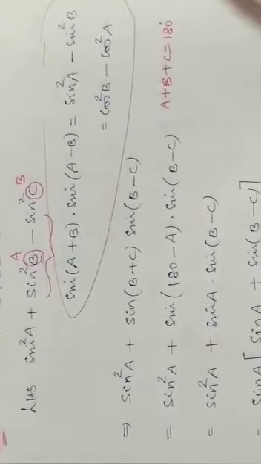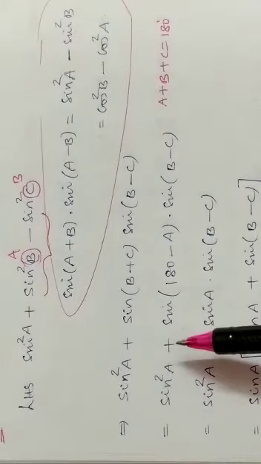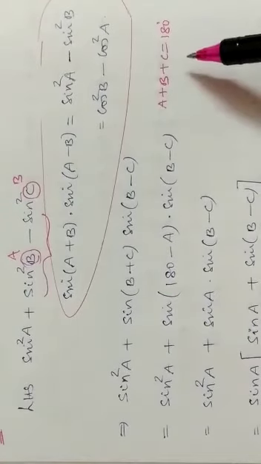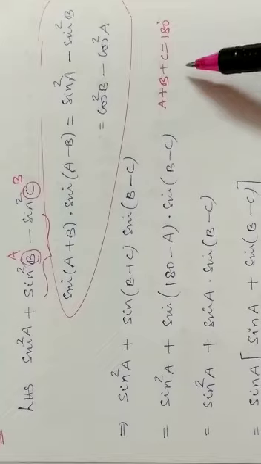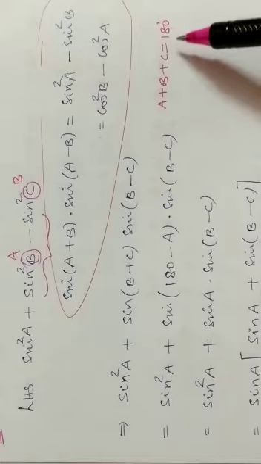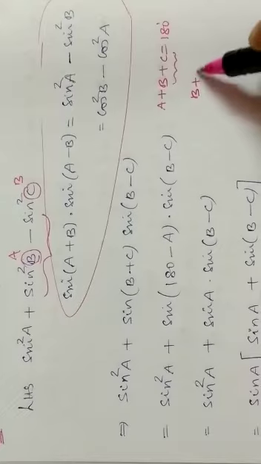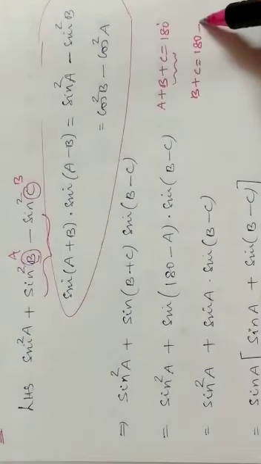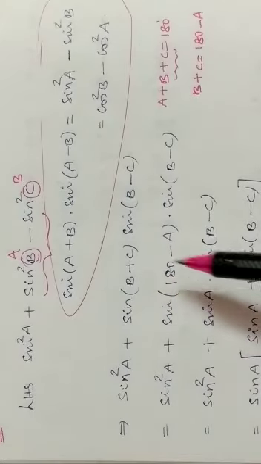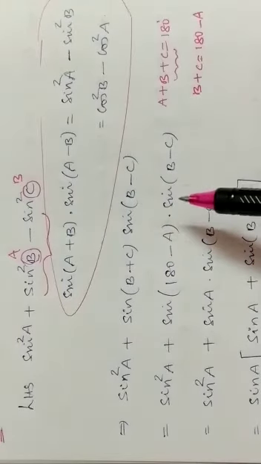So sin²A, the first term I am not disturbing, plus sin. I have to use the given hypothesis two times. A plus B plus C equal to 180. With this, what is B plus C? B plus C is 180 minus A. So write B plus C as 180 minus A, the remaining term as it is.